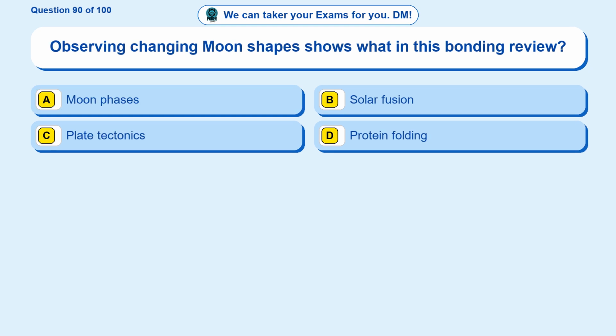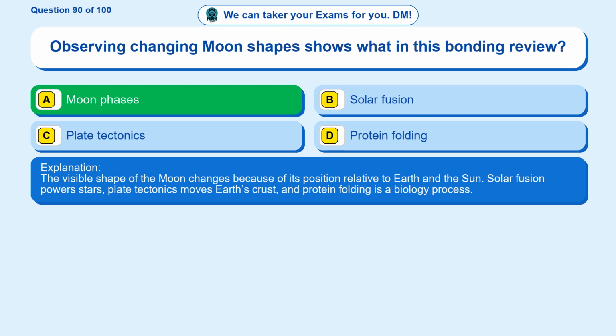Question 90. Observing changing moon shapes shows what in this bonding review? Option A, moon phases. Option B, solar fusion. Option C, plate tectonics. Option D, protein folding. The correct answer is option A. Moon phases. The visible shape of the moon changes because of its position relative to Earth and the Sun. Solar fusion powers stars, plate tectonics moves Earth's crust, and protein folding is a biology process.